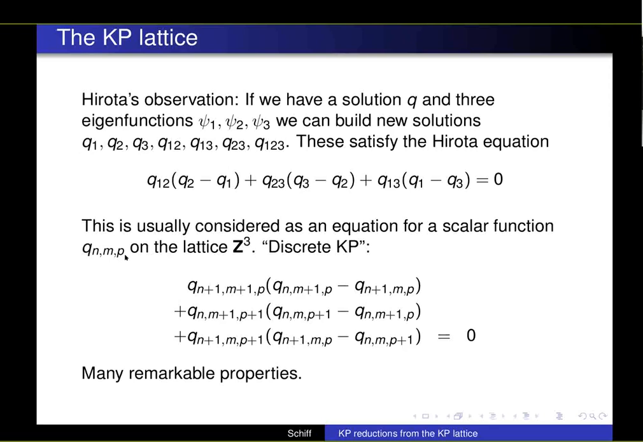We're now forgetting the x, y, t dependence, but we're just looking at a scalar function on a Z-cubed lattice, and it should satisfy this at every point. So this is what's called the discrete KP equation, which is sometimes called the Hirota equation, sometimes Hirota-Miwa, sometimes discrete KP. This is the equation it has to satisfy. If we're looking at the function as a function on the three-dimensional lattice, this relates the solutions at six different points.